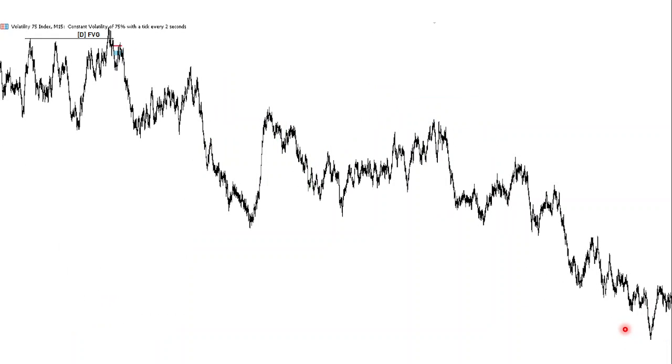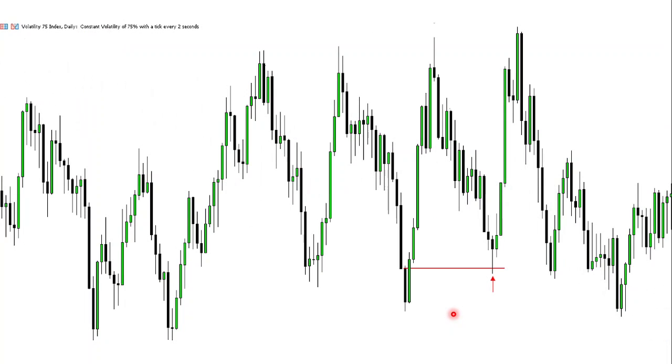That's how it went. All right. And for the final example, price trades to this bullish order block on the daily and buys to range on the buy side.